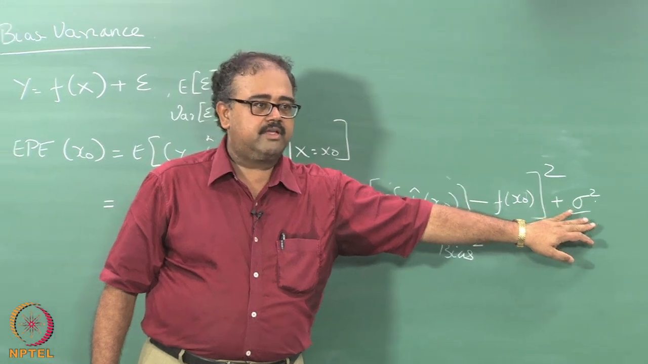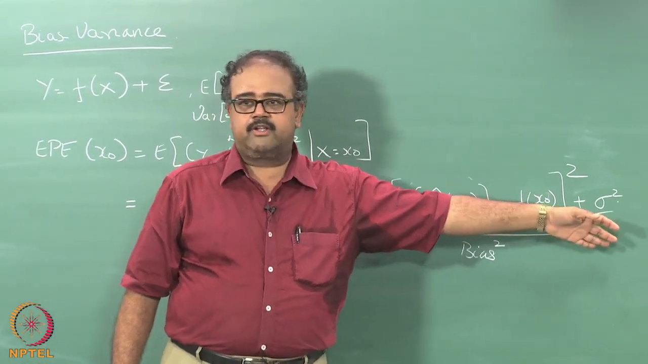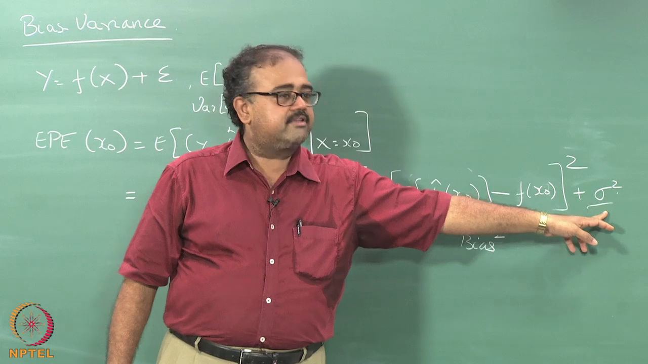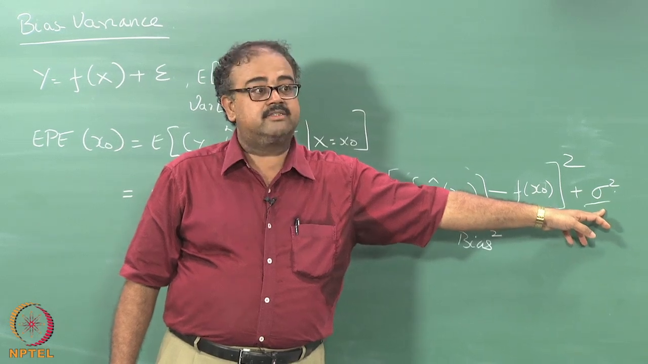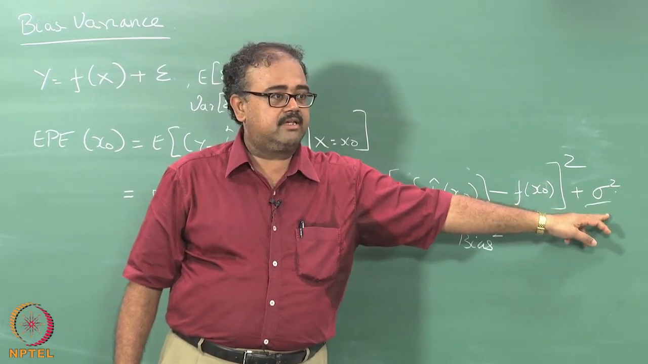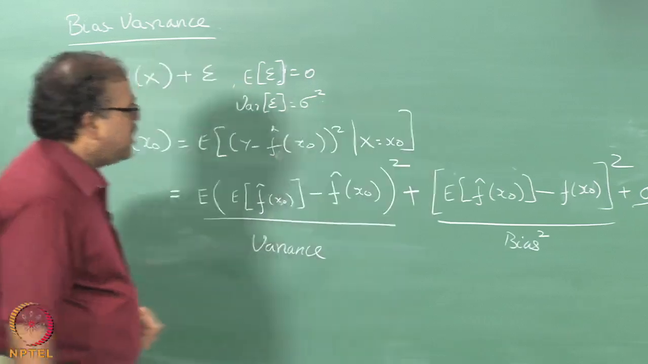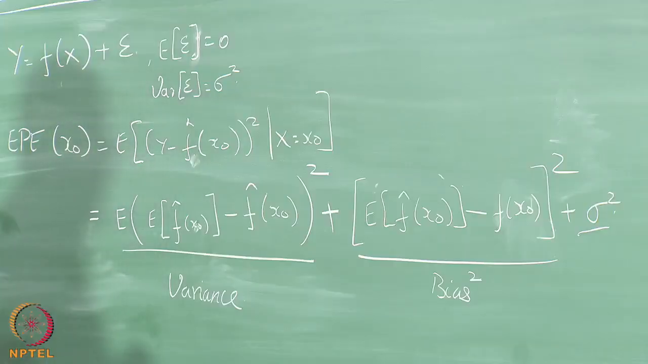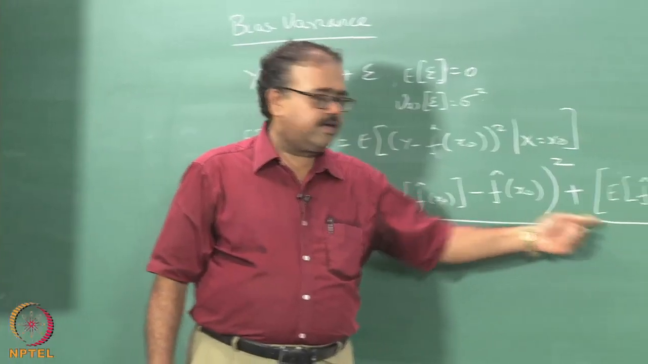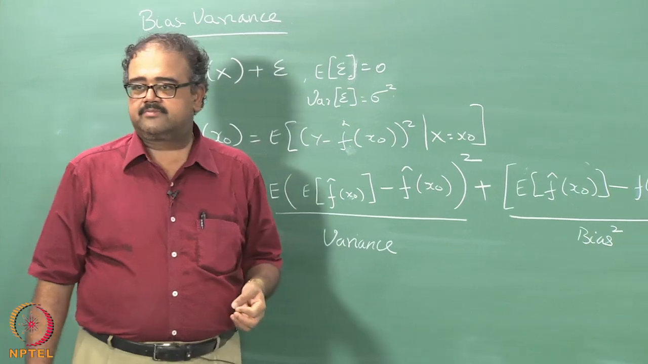That is hopeless. Regardless of how powerful your classifier is, you can't get rid of that sigma squared, because that is the inherent noise in the data. There is nothing you can do about it. But by choosing your classifier appropriately, you can trade off between the bias and the variance.